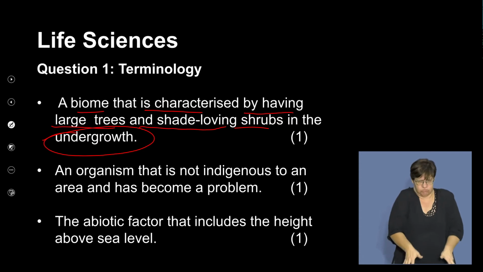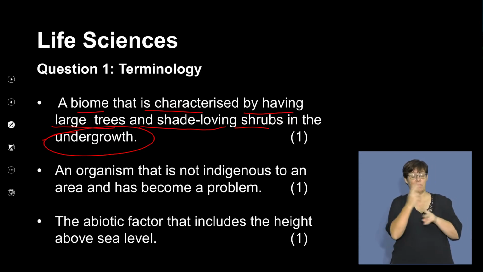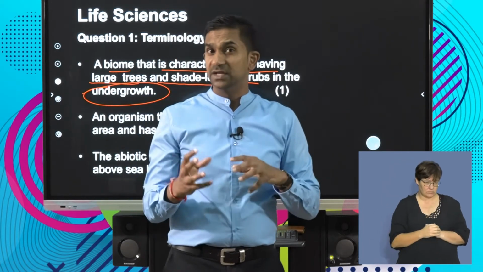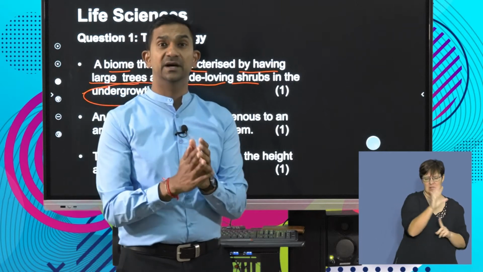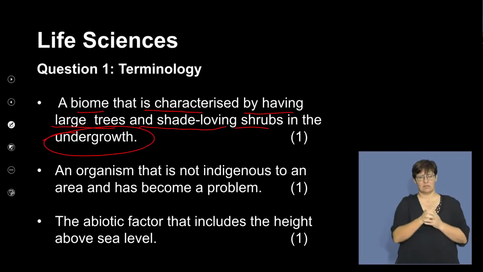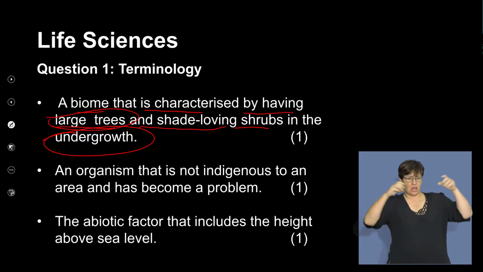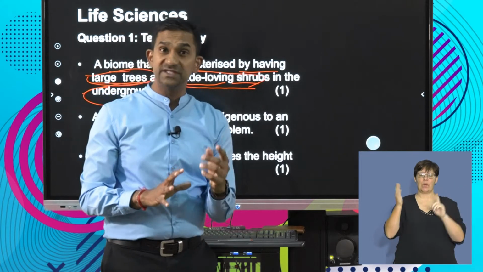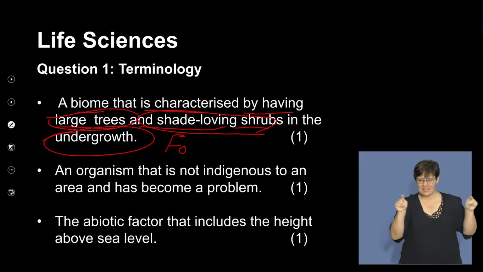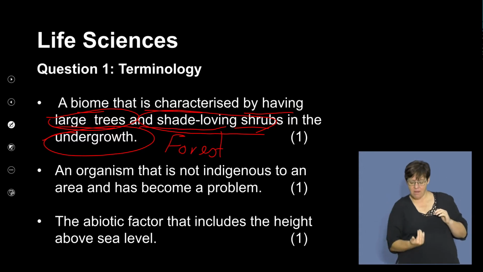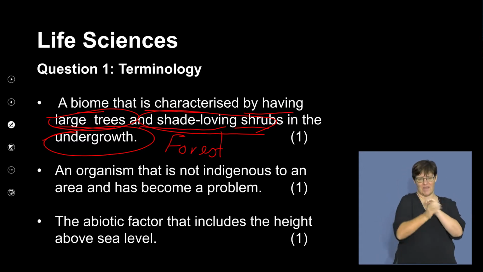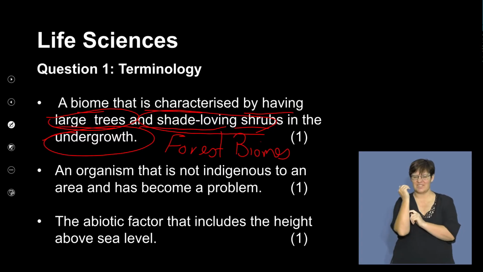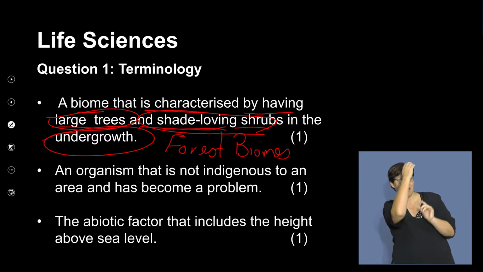The next term, a biome that is characterized by having large trees with shade-loving shrubs in the undergrowth. So as you prepare on this section, it's important that you recognize the characteristics of each biome. And so some of these biomes have a distinct type of plant or climate. Here we're looking at shade-loving large trees which support undergrowth of plants that enjoy the cool. And we often see this in your forest biomes where the shaded plants are covered below by the tall trees that are up. So this would be a forest biome where we see the plants that enjoy the shade right at the base of that forest.